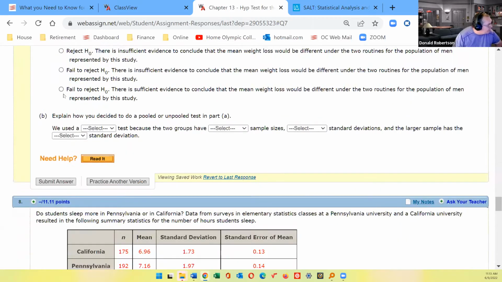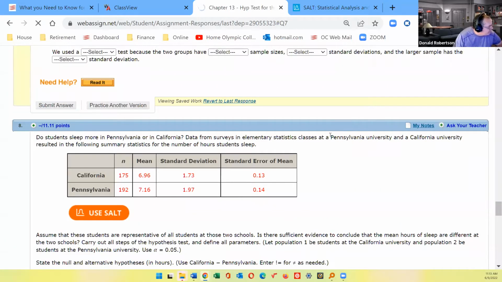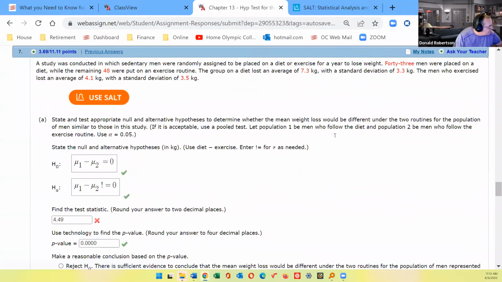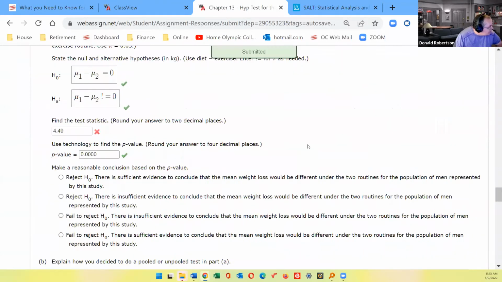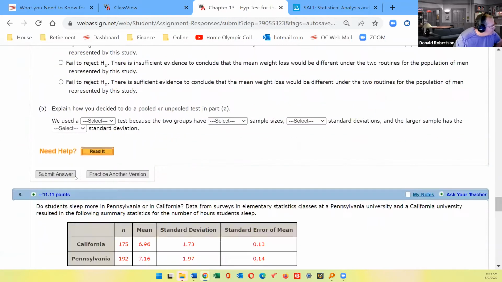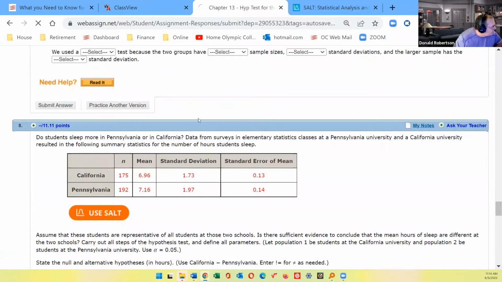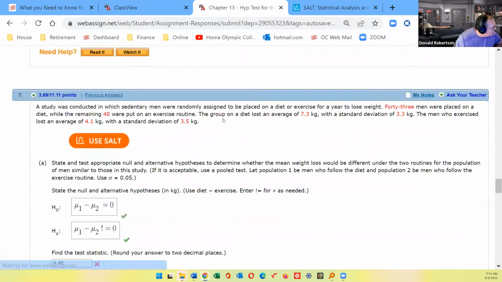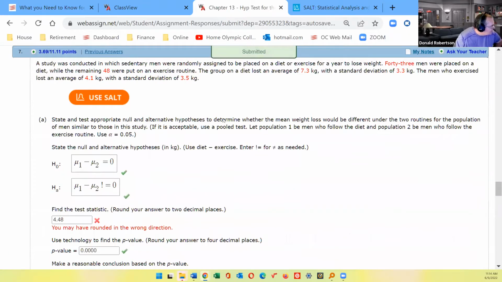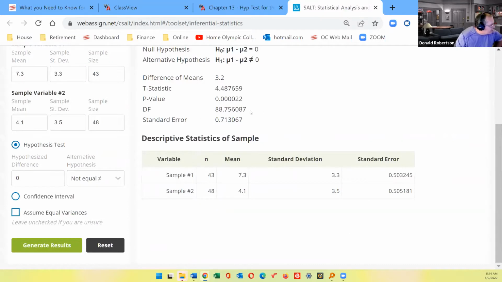Okay, time to check the answers. It didn't like it. Let's try 48. I mean, I might have rounded in the wrong direction. Okay, let me look at it. How hard is it to do that?